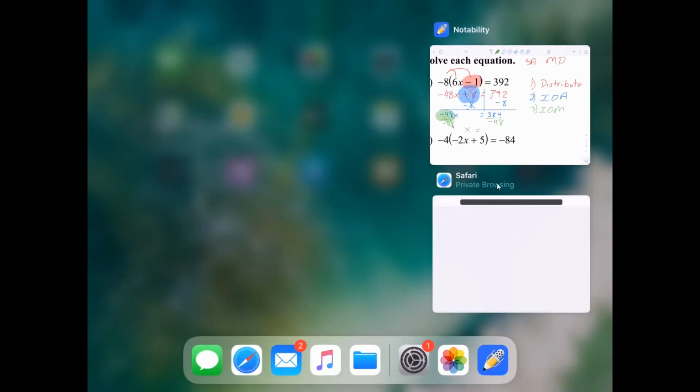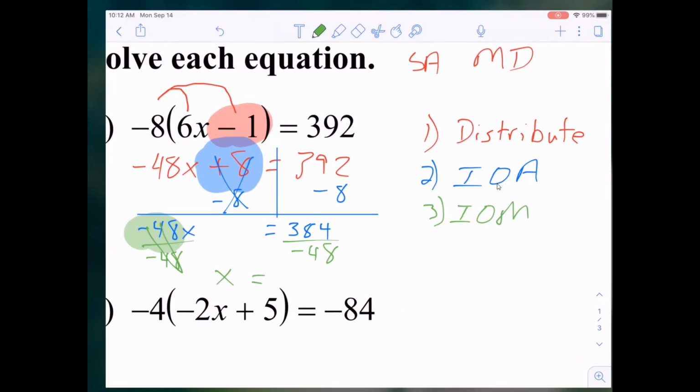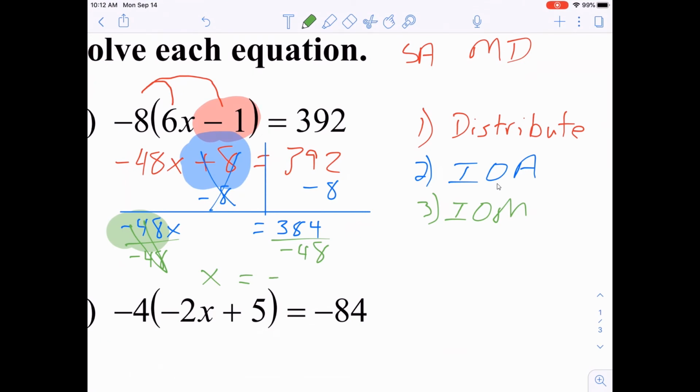I would just go to Desmos, because I don't know my 48s, and do 384 divided by negative 48. And I get negative 8 as my answer. Go back to my paper and I put negative 8. This is my final answer. And so on your assignment, you're just going to enter negative 8 on Canvas.